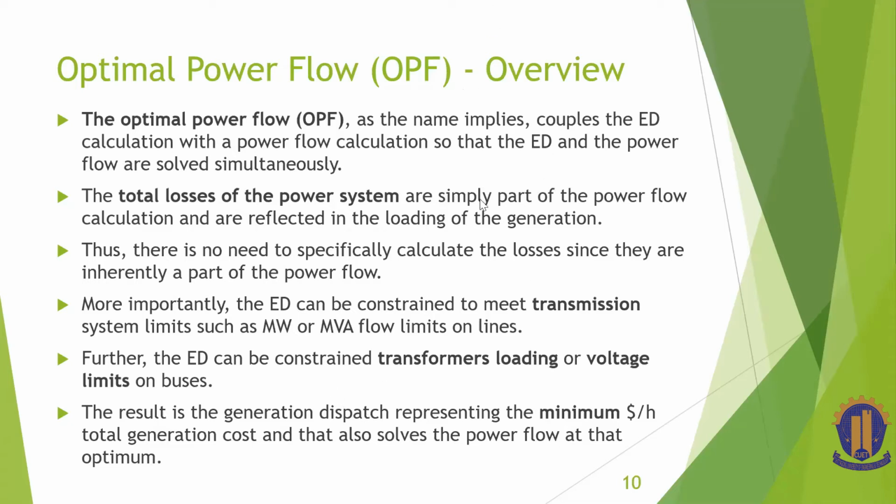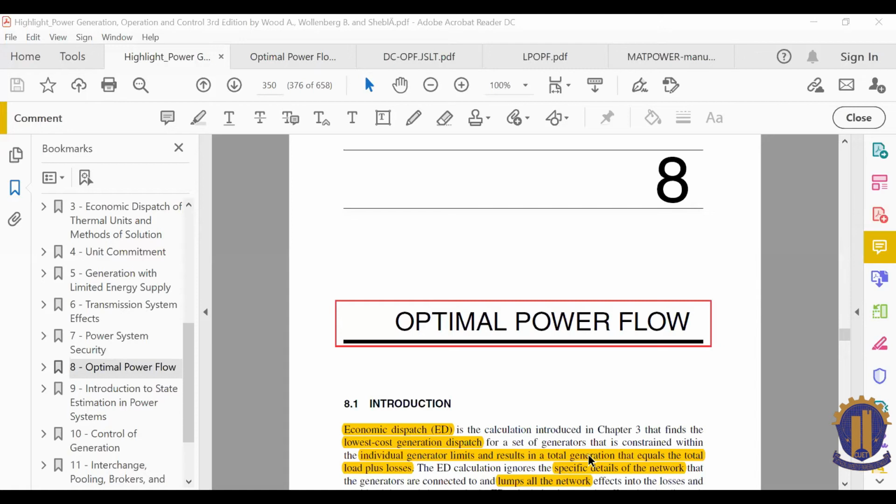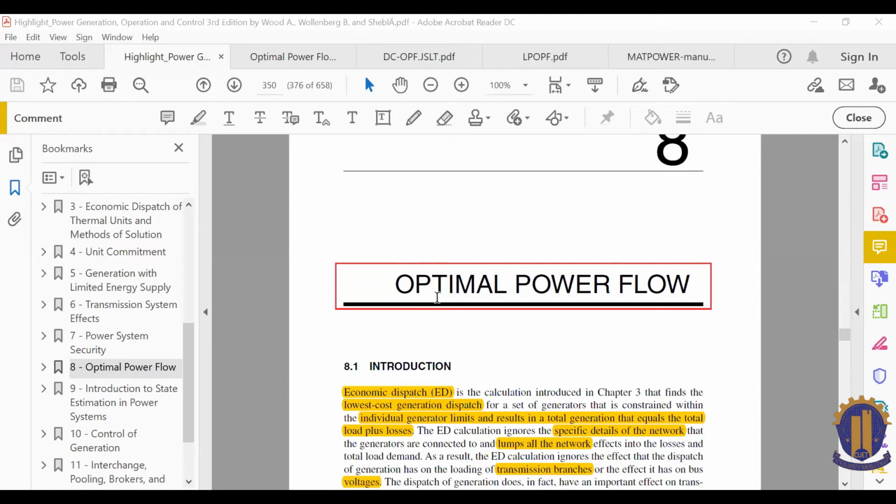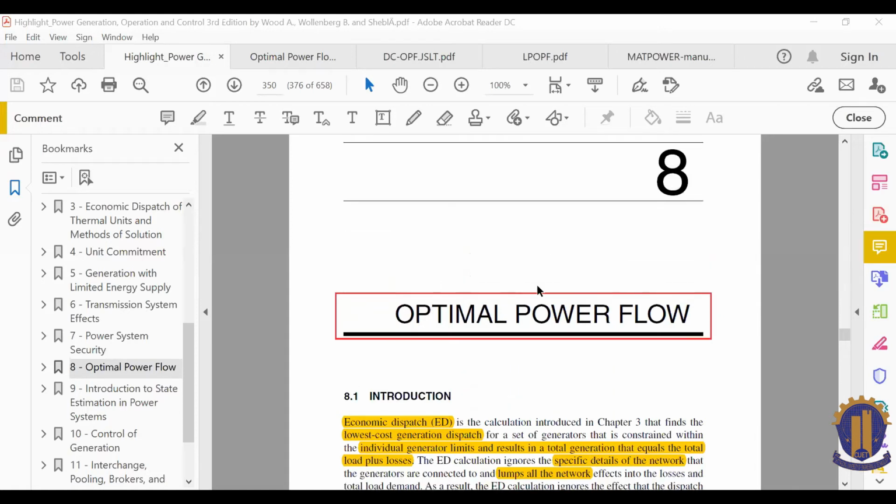So here I'll discuss what is contained in this slide. Then I will move to the book, the Wood book. So I'm stopping here and sharing the new file from the book. So, this is chapter 8, optimal power flow.